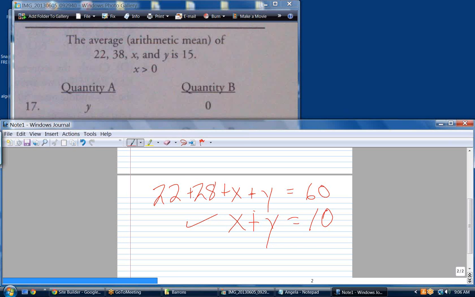Let me see what I did. Okay, I wrote it wrong. It's 38. Okay, so now x plus y has to be equal to 0. And since x is positive, y has to be negative. Since y is negative, quantity B is greater than.